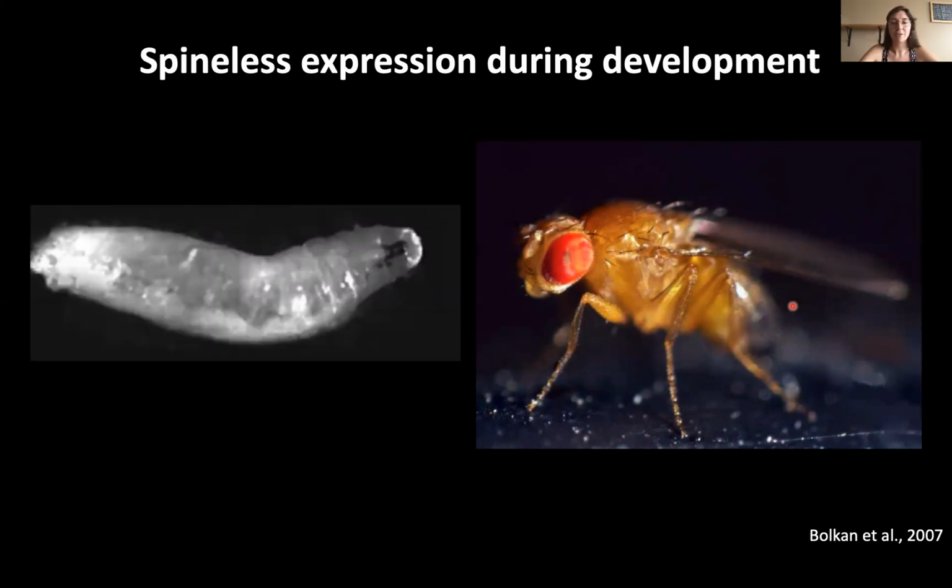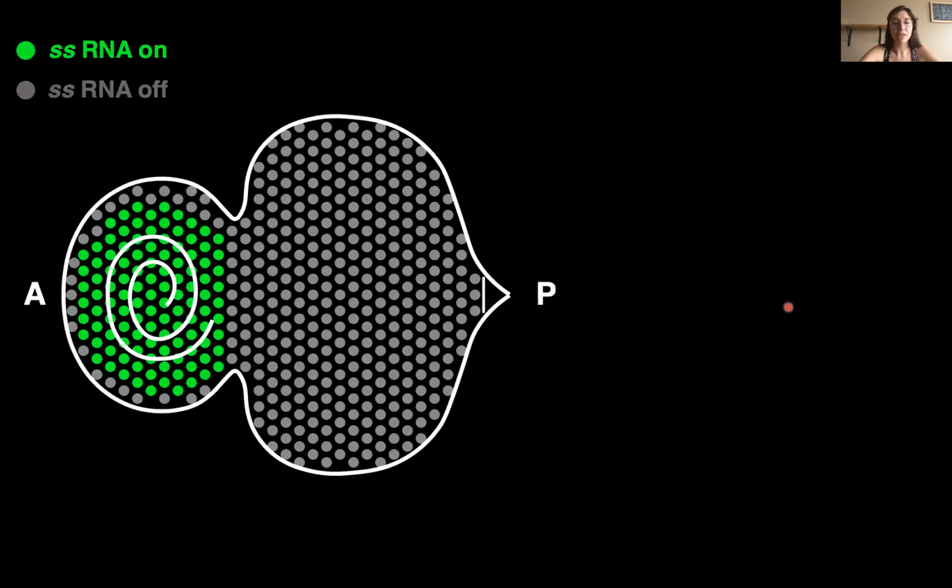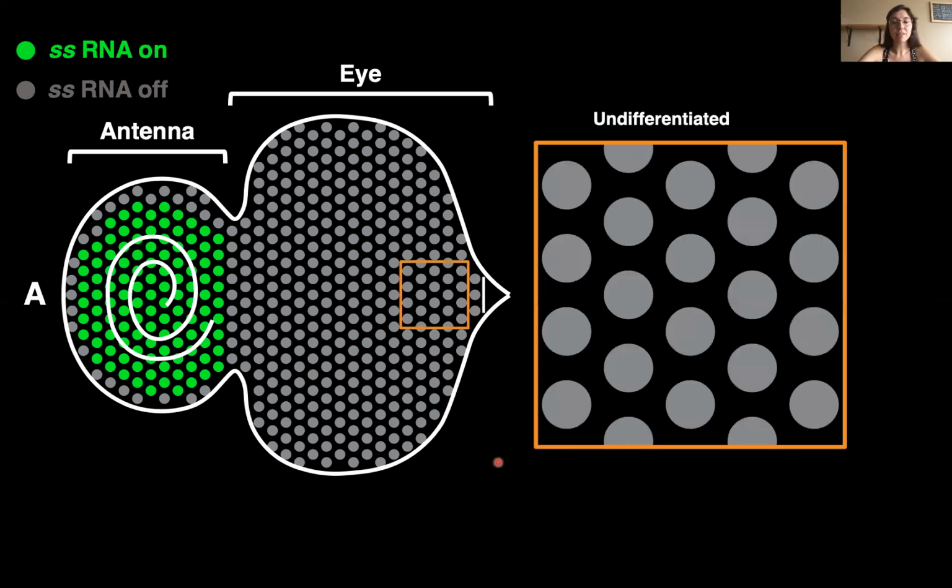The fly eye develops from the eye antennal imaginal disc in the larval stages. We take a look at a model of the developing eye during this stage. We see that the anterior region develops into the future antenna, while the posterior region develops into the future eye. In this model, Spineless expression is shown in green. Spineless is strongly expressed in the antenna, which we use as a positive control for all of our experiments.